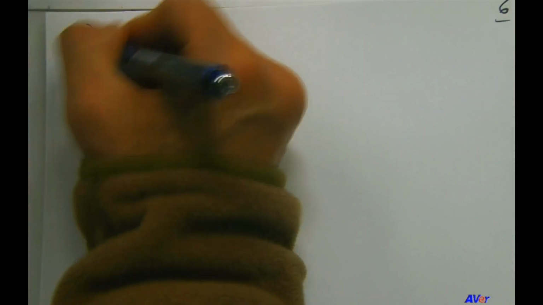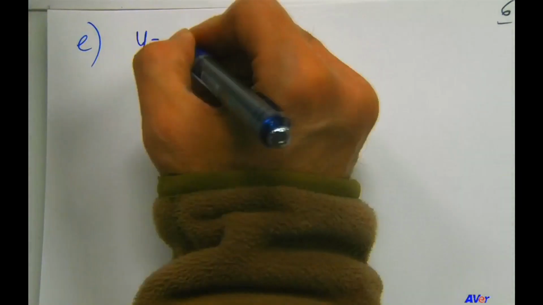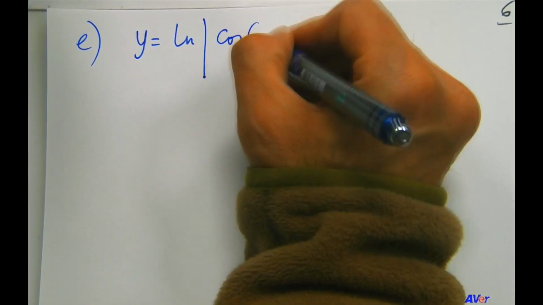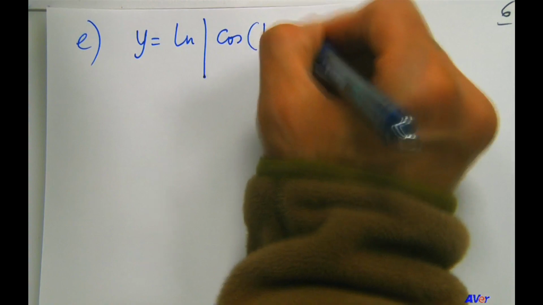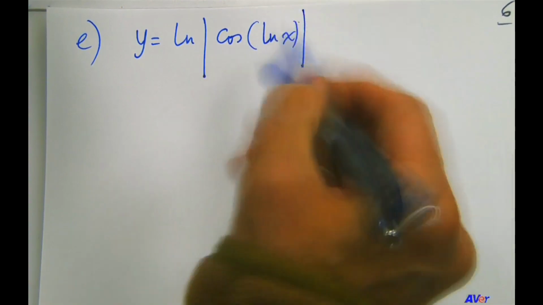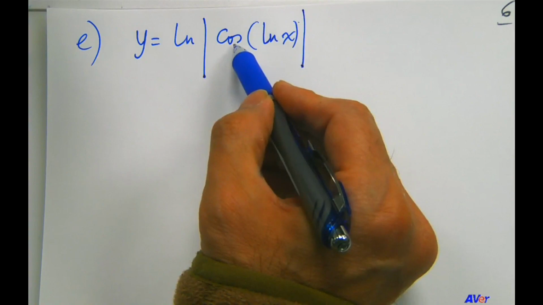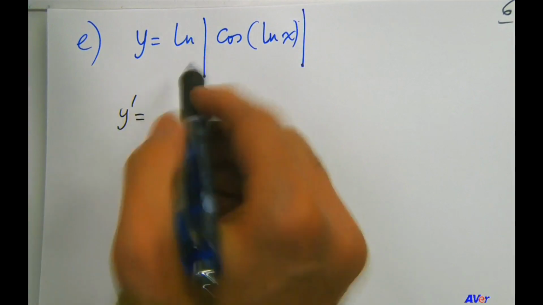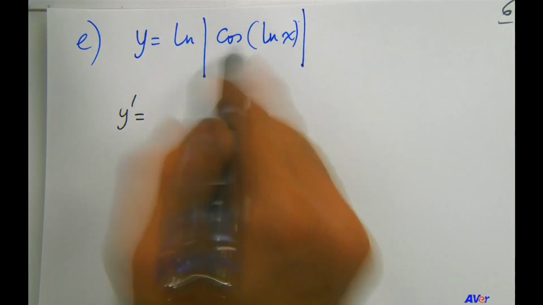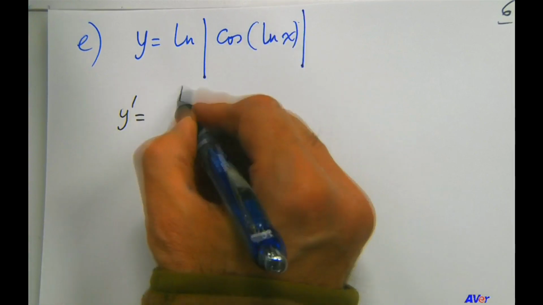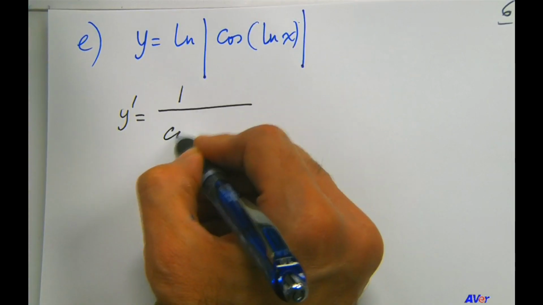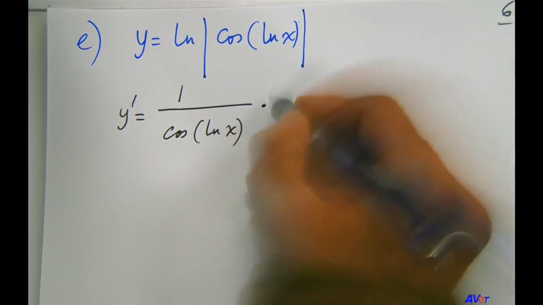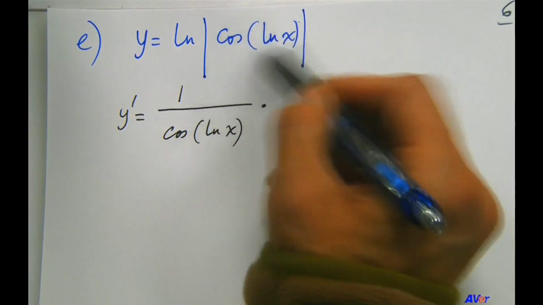Suppose we want to find the derivative of this expression, natural log of absolute value of cosine of natural log of x. So here, natural log of x is the argument of the cosine function. All right, so we have y prime equals 1 over that whole thing, cosine of natural log of x, times, by the chain rule, the derivative of whatever we have on the inside.